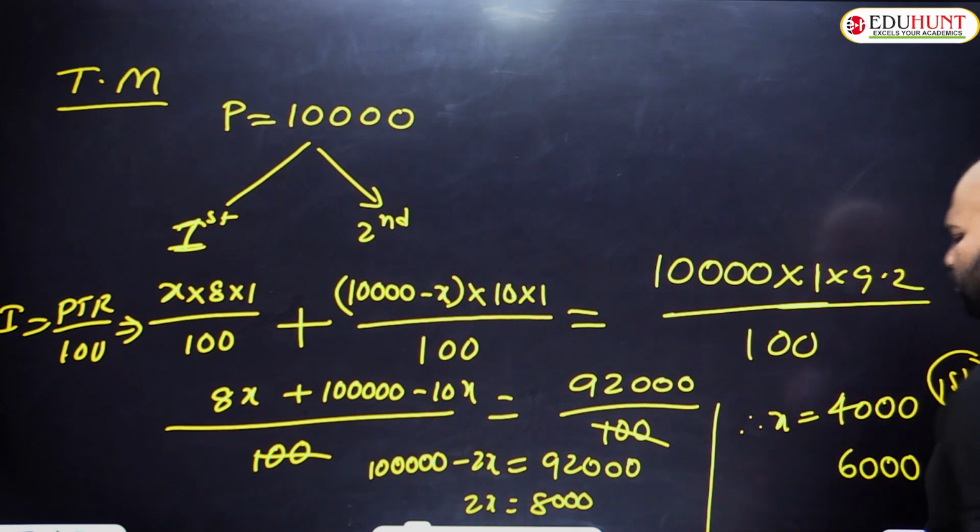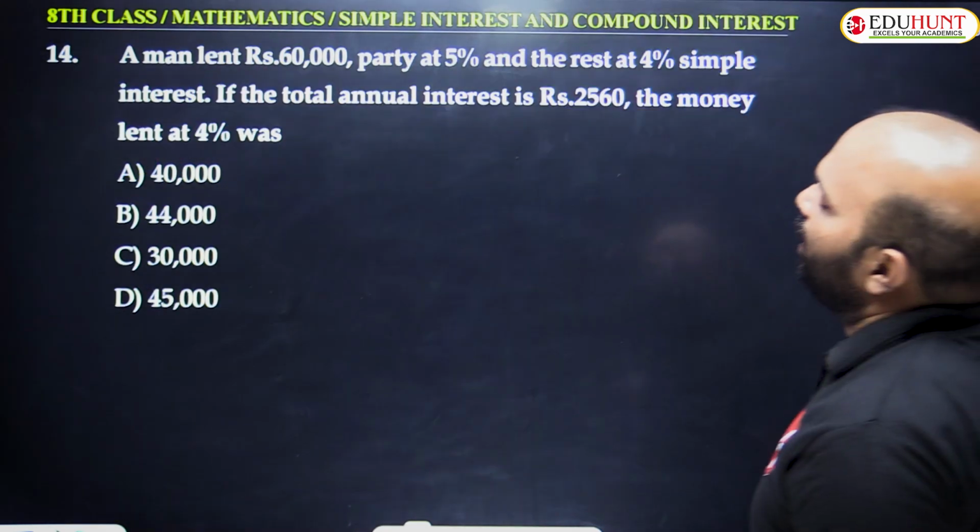So this is the school method, but a lengthy process. The first option is the required answer. Am I clear? Have a look at question number 14.